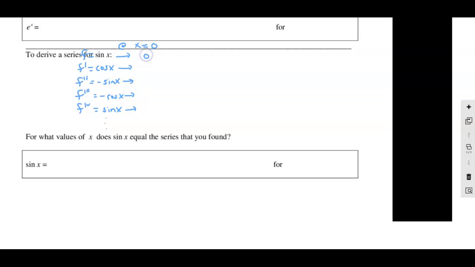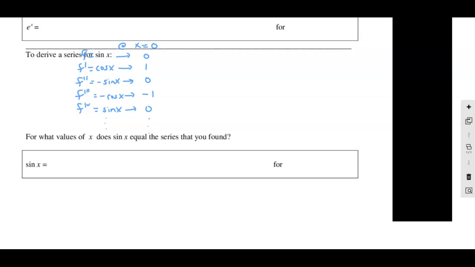Sine of 0 is 0. Cosine of 0 is 1. Negative sine of 0, that's negative 0. That's 0. Negative cosine of 0, that's negative 1. And this is going to keep alternating like that: 0, 1, 0, negative 1, and so on. We just keep going through those same 4 numbers, 0, 1, 0, negative 1, over and over again, because these derivatives are just going to keep repeating in that exact same cycle.